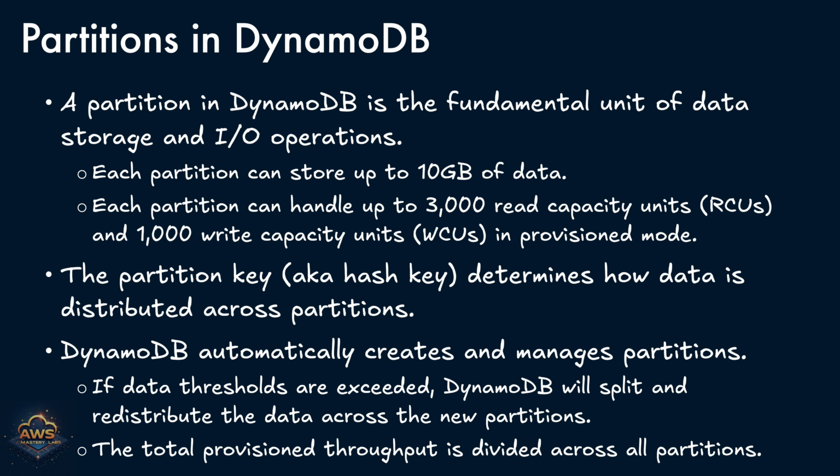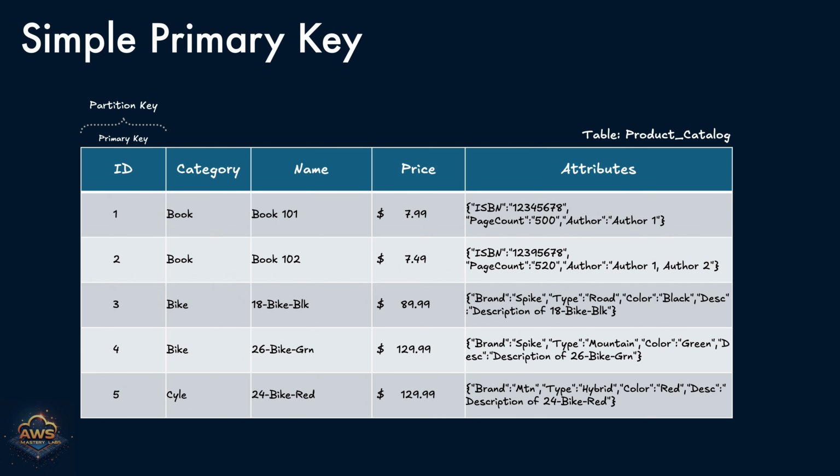system performance. Let's begin with a simple example to illustrate the foundational structure of a DynamoDB table and set the stage for understanding partitioning. In this illustration, we have a product catalog table that holds information about various items available for sale. The table uses a simple primary key, a single attribute called ID, which uniquely identifies each product. This means DynamoDB uses the ID value as the partition key, determining how the data is distributed across storage partitions.